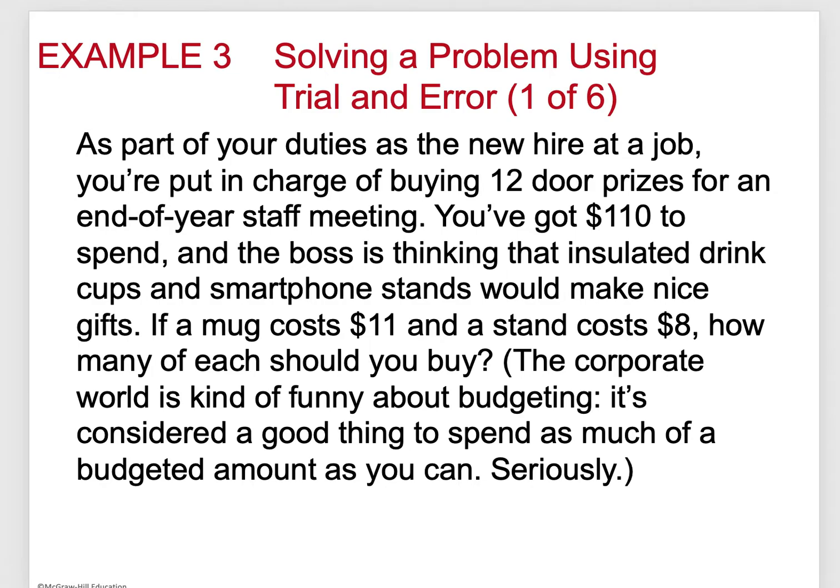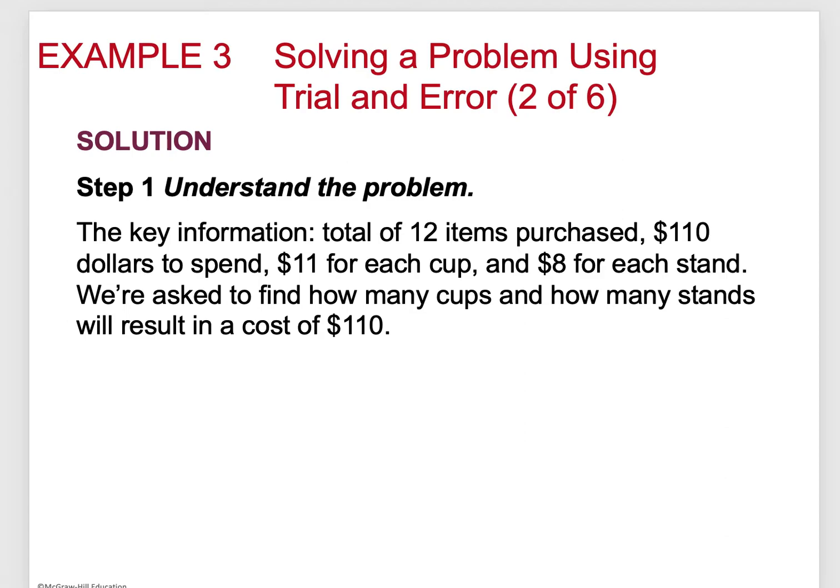So I'm going to read through the problem. I've got several different monetary amounts going on. And then I have that whole piece in parentheses, which really isn't relevant to the problem. It's just interjecting some real world sense. So when I boil this down to the simplest parts as I understand the problem, I have 12 items. That's what I want to highlight. I have $110 to spend. That's important. It's $11 for each cup and $8 for each stand. So that's all of the important information. And then what they're asking me to do is find how many cups and how many stands will result in $110, because that's all I have to spend.